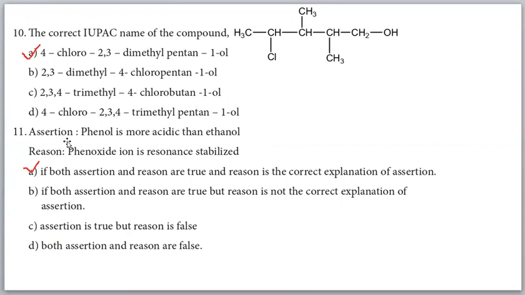Okay, then assertion: phenol is more acidic than ethanol. That is correct. Reason: phenoxide ion is resonance stabilized. This reason is also correct. Okay, so both assertion and reason are true, and the reason is the correct explanation of the assertion.